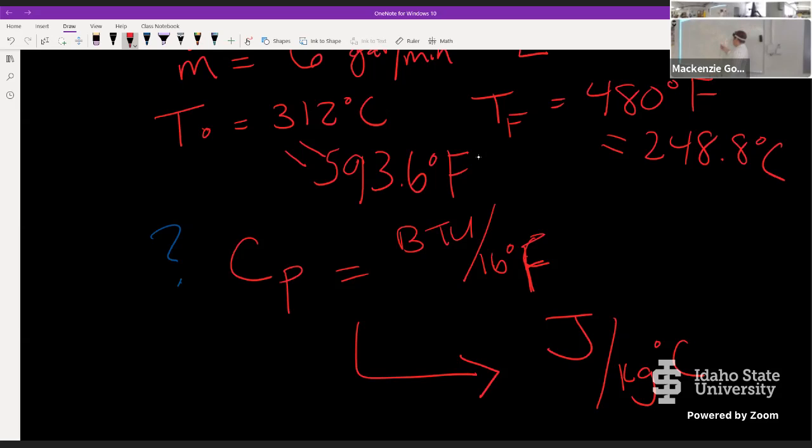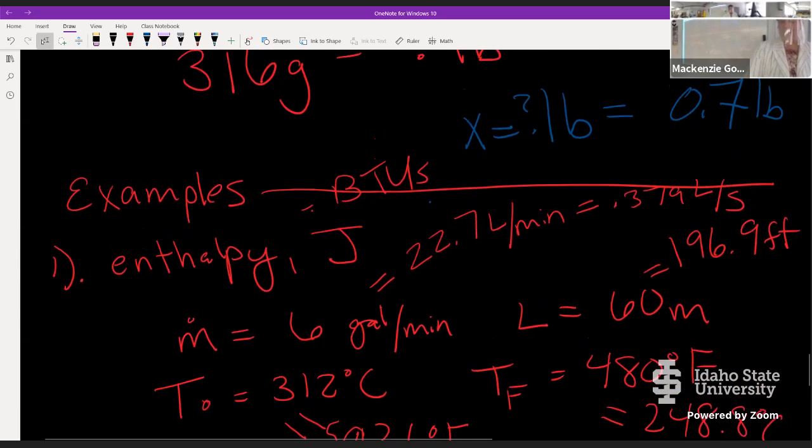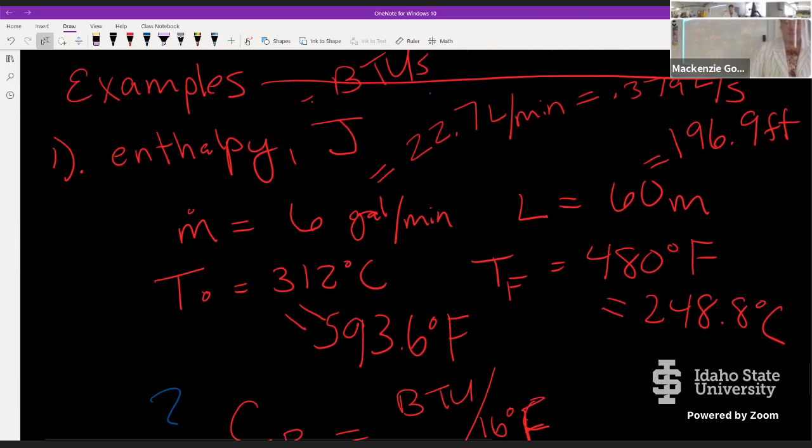BTU per pound degrees Fahrenheit. Okay. Yeah. Oh, sorry. A little weird to write on the screen. So can you scroll up? Yep. How far? Right there, down, right there.